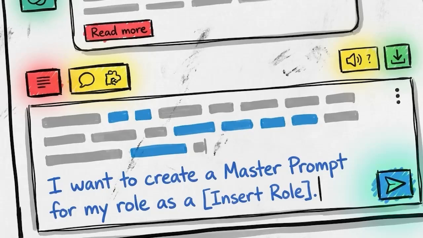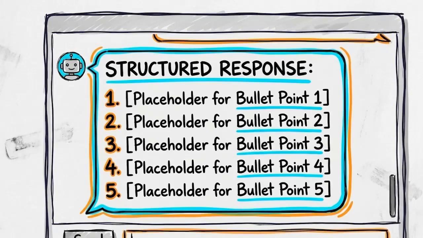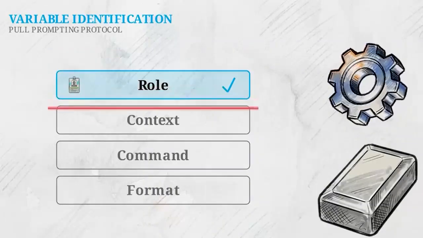Type this command into the chat. "I want to create a master prompt for my role as a [insert role]. Ask me all the questions you need so you can build this document for me." The AI will stop trying to generate a solution and will instead output a targeted questionnaire. It is identifying the specific variables it needs to understand your context.